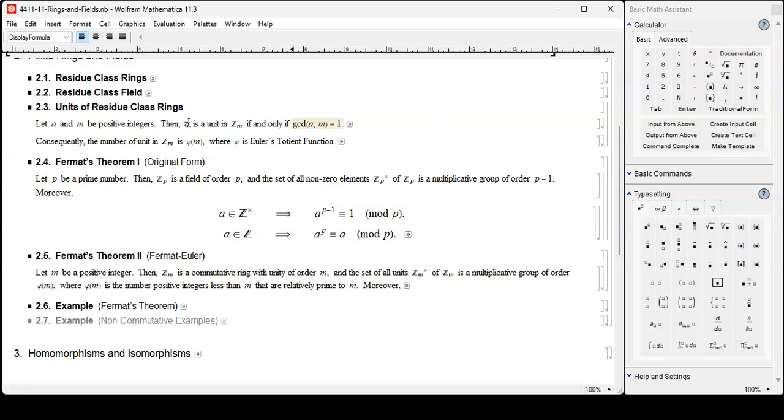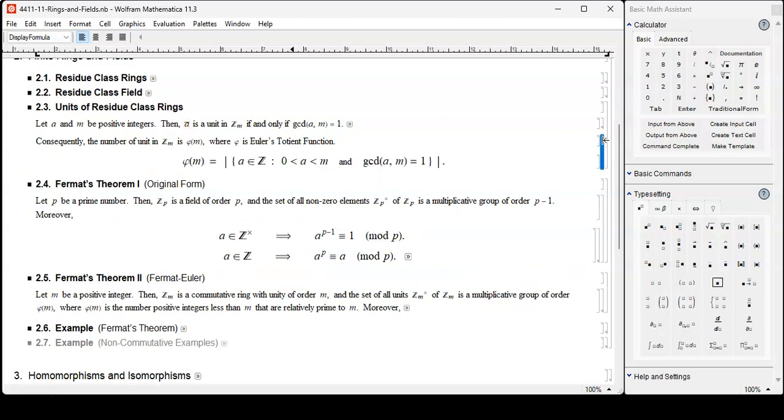Now, how about those A bar? Well, we have to consider m of them, right? From 0 to m minus 1. So we can count like this: the number of all relatively prime numbers between 0 and m. I mean, the number of all integers between 0 and m that are relatively prime to m.